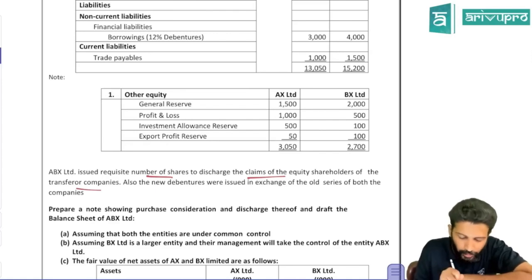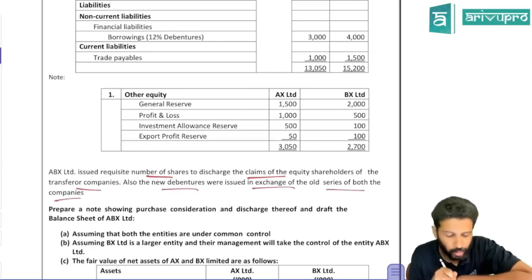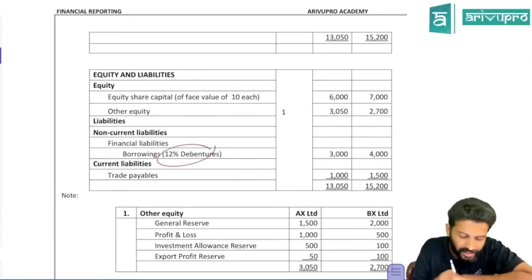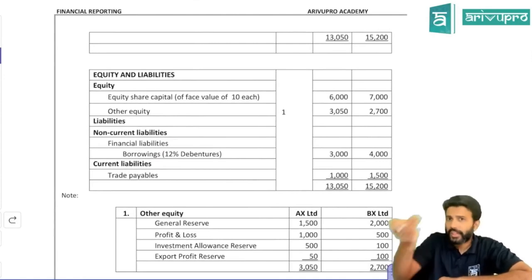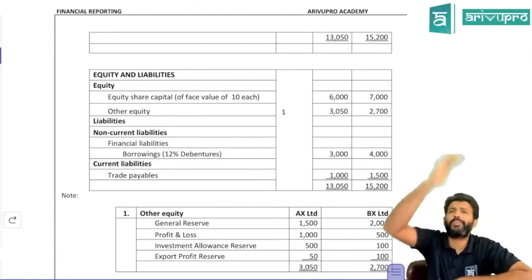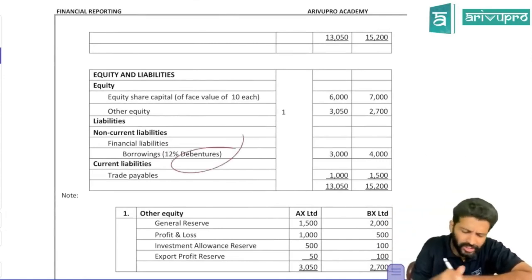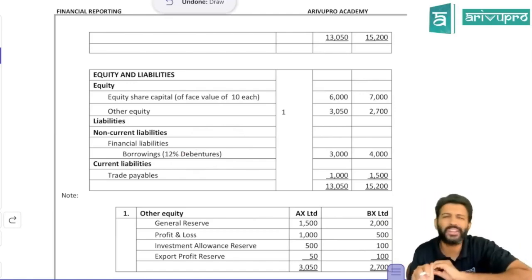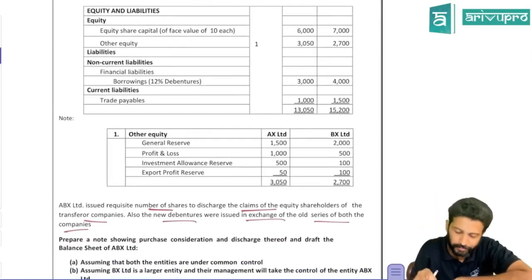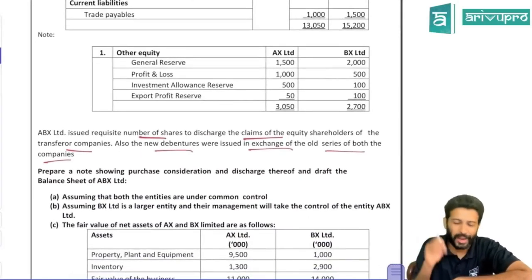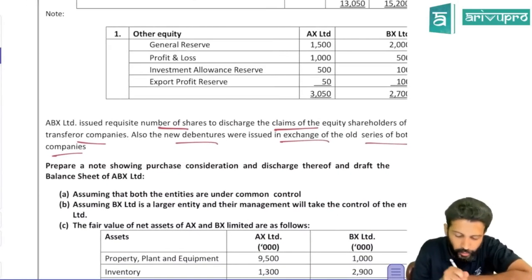Okay, fine. Also, the new debentures were issued in exchange of old series of both the companies. I think both the companies already have some debentures here. Since both the companies are selling companies, are liquidating, obviously, what will the debenture holder say? Either settle our money in the form of cash or give the new company's debentures. So the selling companies' debentures have been exchanged with the new company's debentures. It's a simple barter transaction. That's all. Value is same. Even if they don't say, it has to happen. All right. Now what you need to do, assuming that both the companies are under common control.